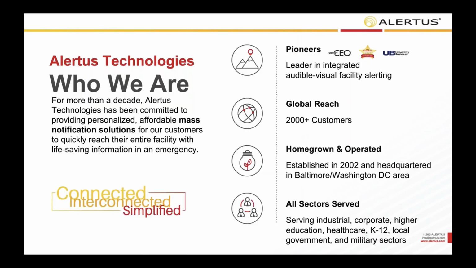So, a quick introduction on Alertus. For more than a decade, actually 15 years, Alertus has been committed to providing personalized, affordable mass notification solutions for our customers to quickly reach their entire facility with life-saving information in an emergency. So we really put the power of being able to notify everybody that's in the path of danger in your hands. And we do it in a way in which we utilize your building, your audio-visual facility alerting endpoints, whether they're software or hardware devices. We provide the gamut of that to give you that toolbox to really notify people effectively.